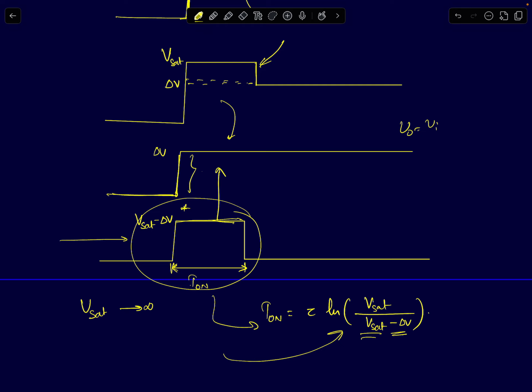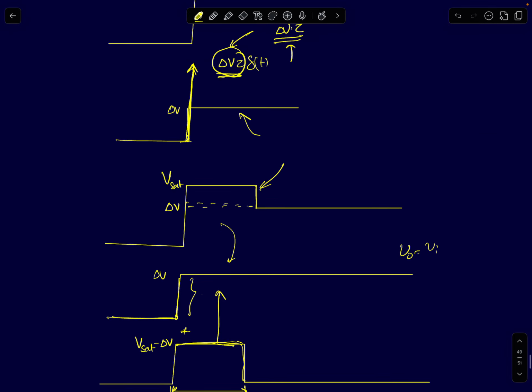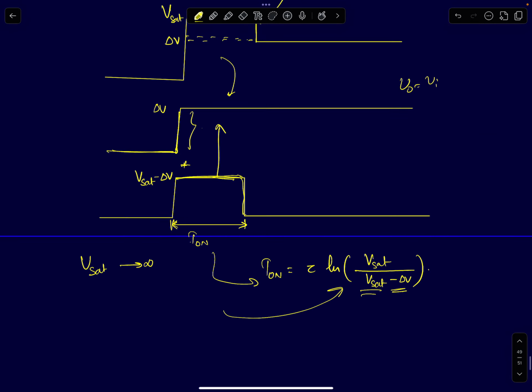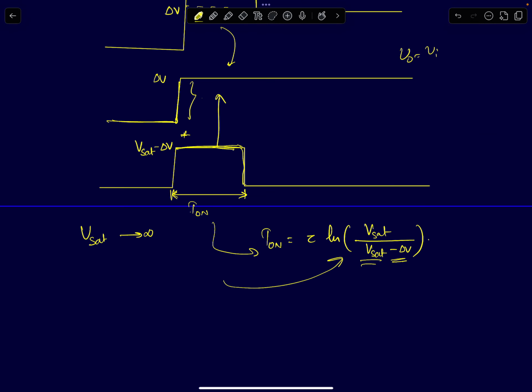Ideally, you should have gotten an impulse, but because of the output saturating to a finite value Vsat, we ended up getting a positive pulse with a finite on time. The higher the saturation voltage, the smaller the width of this pulse. So that's how you interpret all these results. Now that we have performed a very detailed step response analysis of integrators and differentiators, we will follow it up with the pulse response of integrators and differentiators. Thank you.